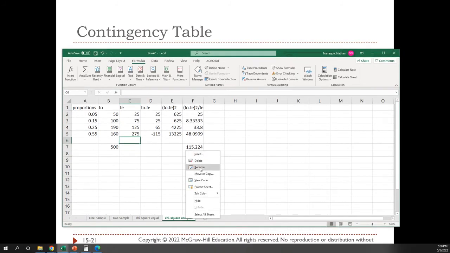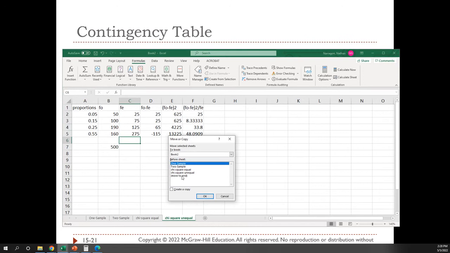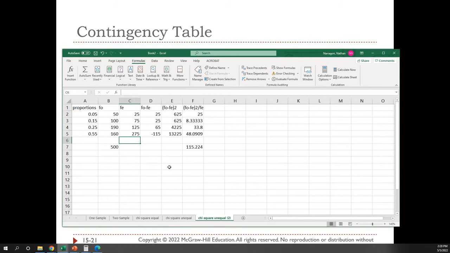We're going to go copy again because it's going to use the same info. Create a copy. Okay. So this is chi-square. Name, we're going to call it contingency table. Okay.